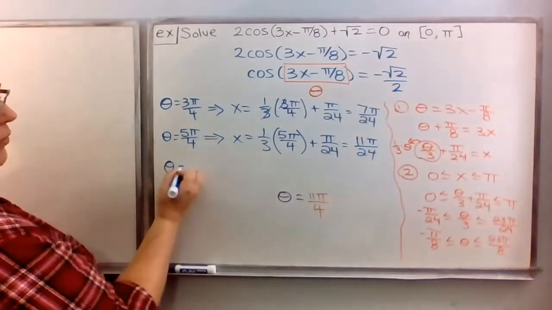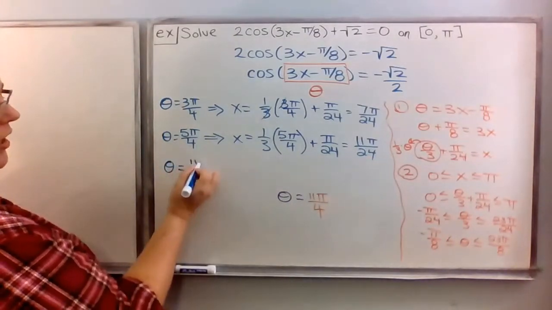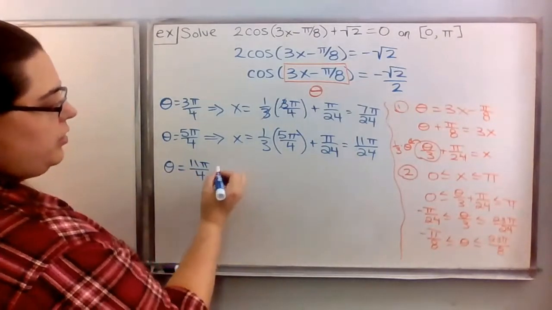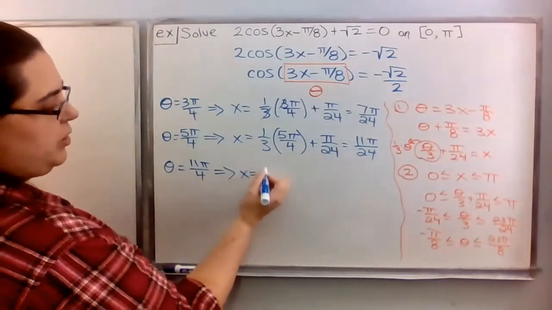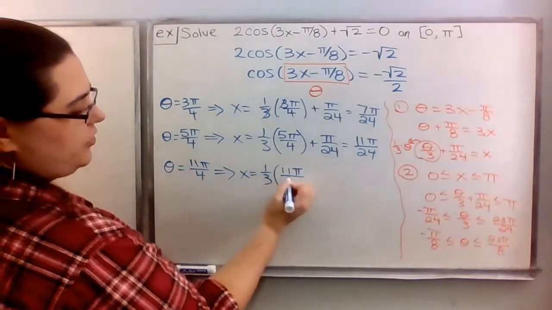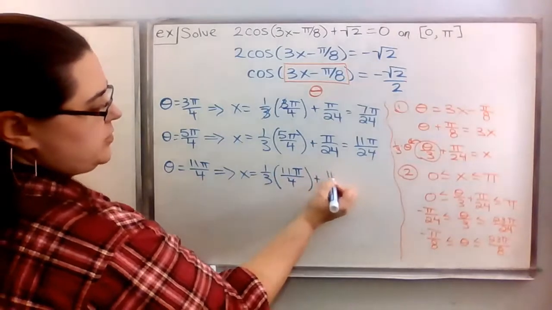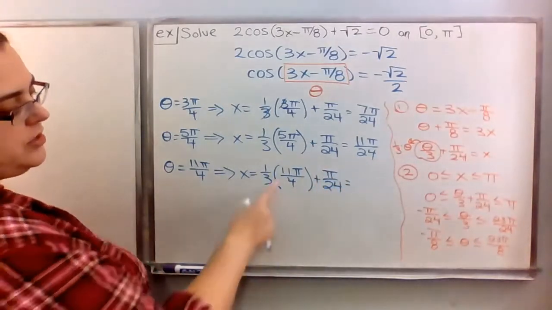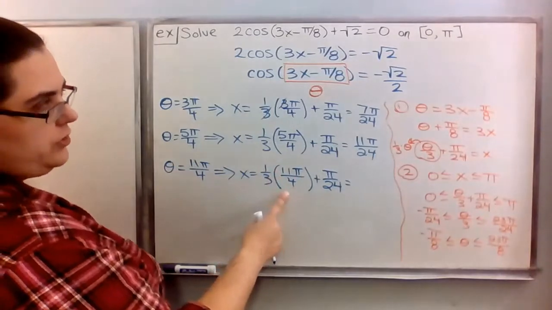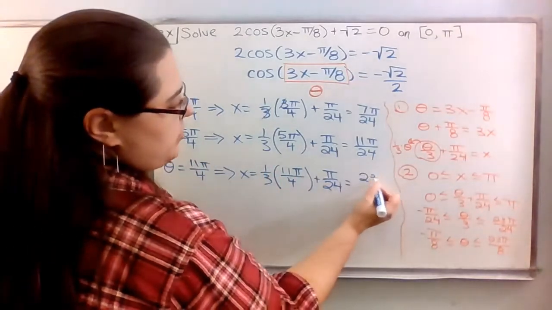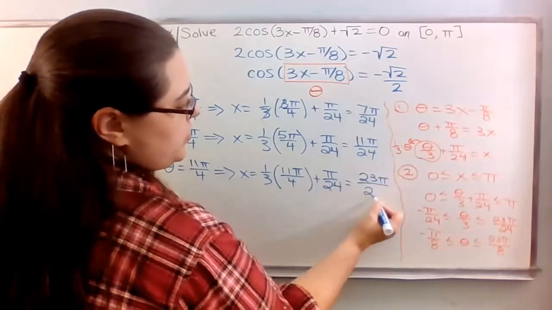And then for the last one, when theta is 11 pi over 4, that means that x is going to be 1/3 times 11 pi over 4 plus pi over 24. So this is 11 pi over 12. So 22 over 24 plus 1 is going to give me 23 pi over 24.